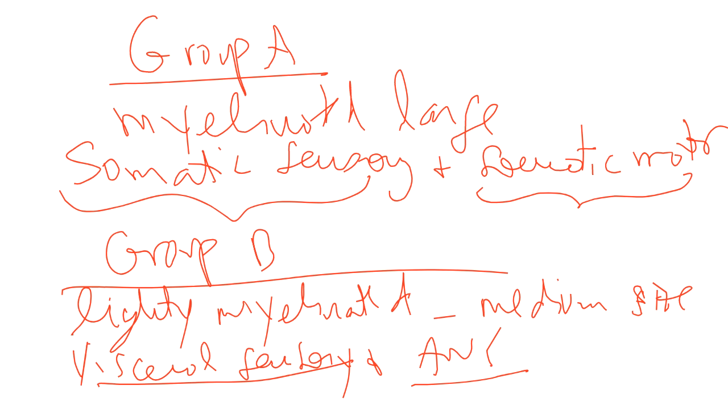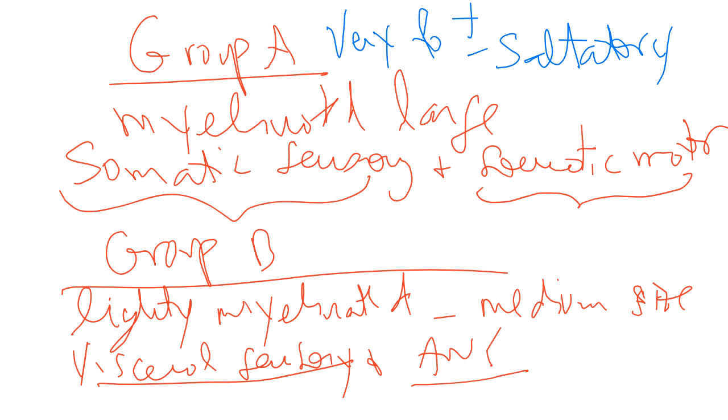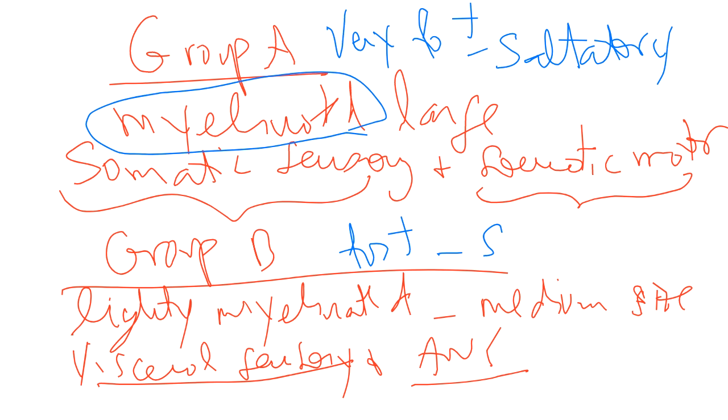The speed of conduction was very fast for the group A neurons, and the means of conduction was saltatory. That's why it's so fast, because this is a myelinated neuron. Group B, it is fast, but it's not as fast as group A. And again, saltatory, because if this is lightly myelinated, this is still myelinated.